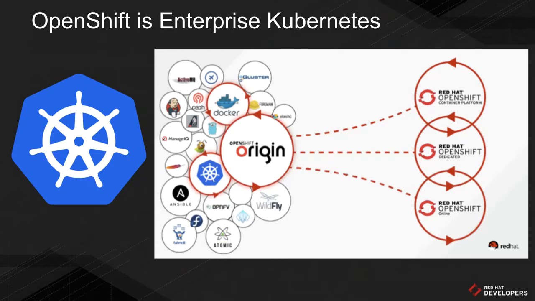Quickly, what we have done as Red Hat is we took Kubernetes and created one more upstream project, added some enterprise stuff, and gave you what is called OpenShift Origin. And with OpenShift Origin, you'll get three other flavors as well. I'm not going to go into more details. Just know that OpenShift is enterprise Kubernetes.